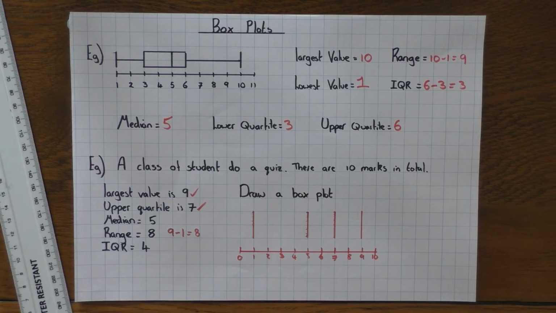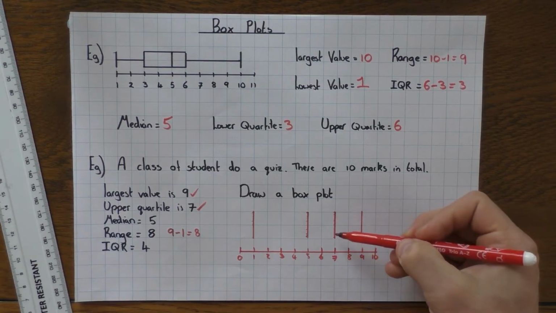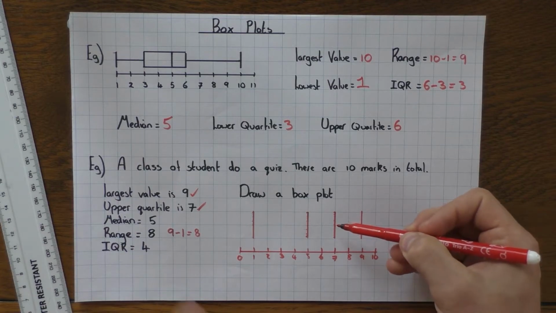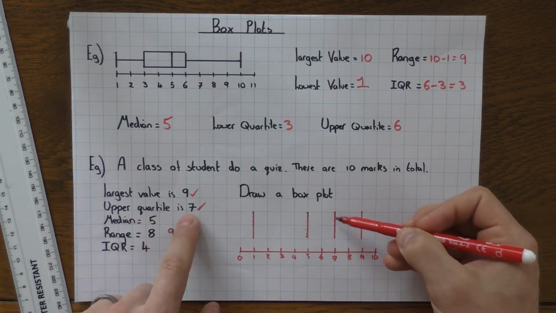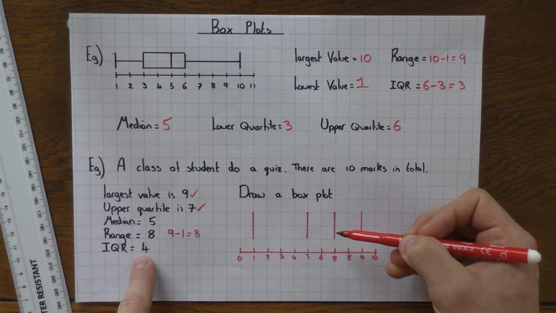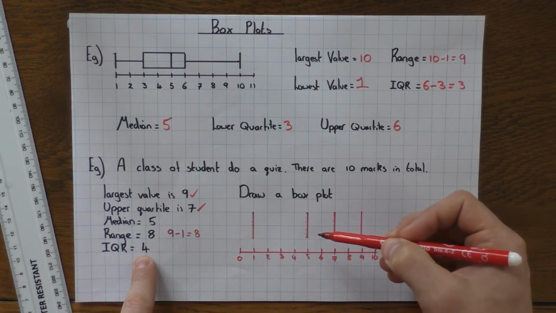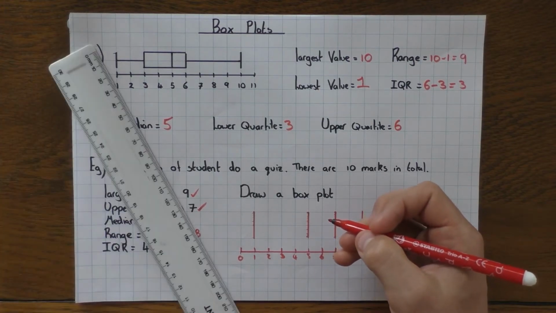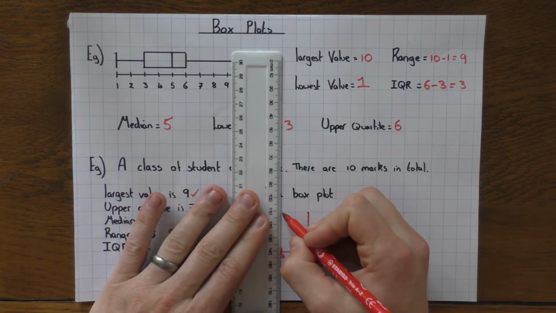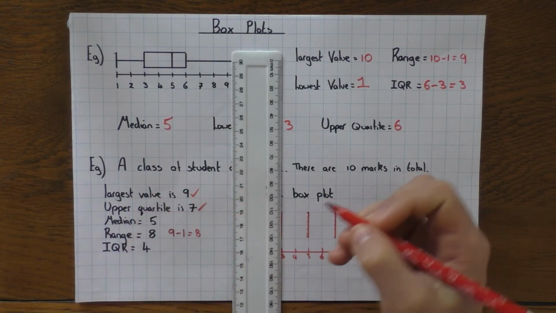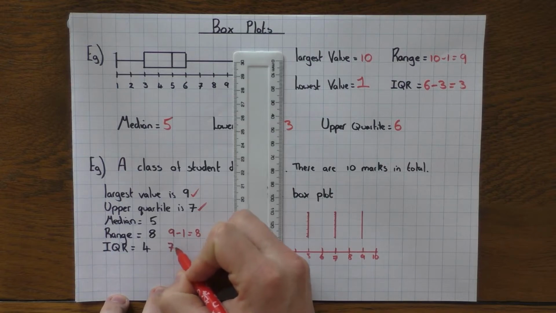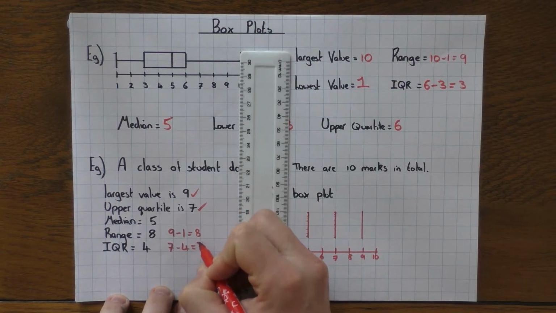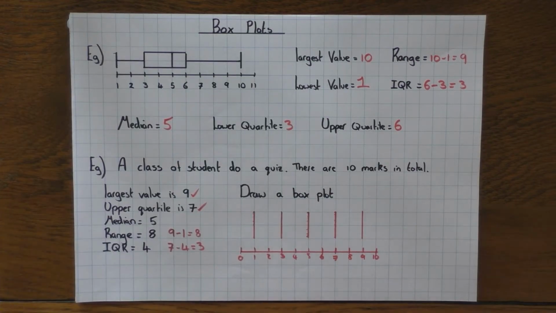Exactly the same technique with the interquartile range. I know that the highest value, the upper quartile is 7. I'm told that here. If the interquartile range is 4, I need to go down 4, and therefore the lower quartile must be on 3, like so. Okay, just check it. 7 minus 4 is 3. Yep, the interquartile range works.